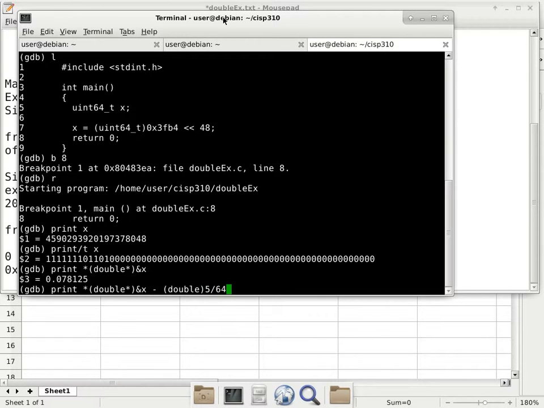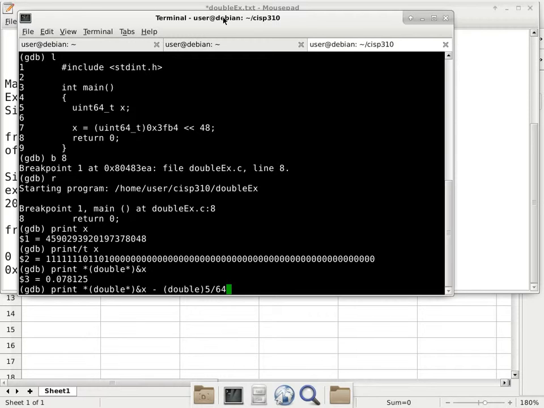What should I get? If this is all working out the way it's supposed to, what should I be getting now? 0. Should be 0, right? Tech, are you really sure that double is needed right before the 5? Yeah. What is the type of the integer constant 5? Integer. It's an integer.